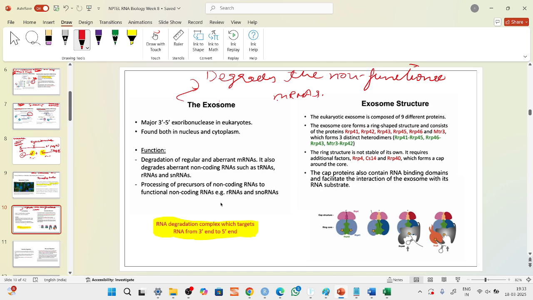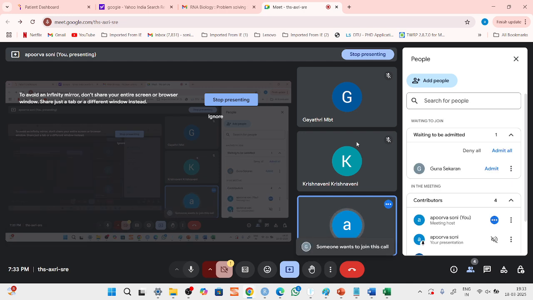Then here in brief is the exosome structure. There are basically 9 different proteins, and these proteins form a ring shaped structure. So these 9 proteins present in the exosome form a ring shaped structure, and it consists of these proteins: RRP41, RRP42, RRP43, 45.